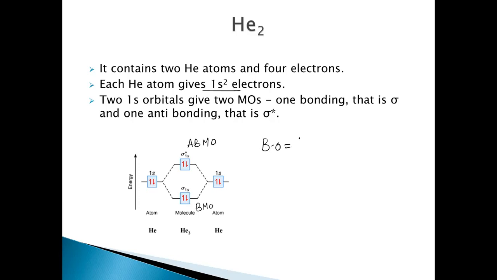Right. Now, what about the bond order? The bond order is half into the number of electrons, 2 minus 2, that is 0. The bond order is 0, which means the molecule does not exist at all. The stabilization energy gained by the electrons entering the bonding molecular orbital is cancelled by the energy increase from the electrons entering the anti-bonding molecular orbital. So the molecule does not exist at all.